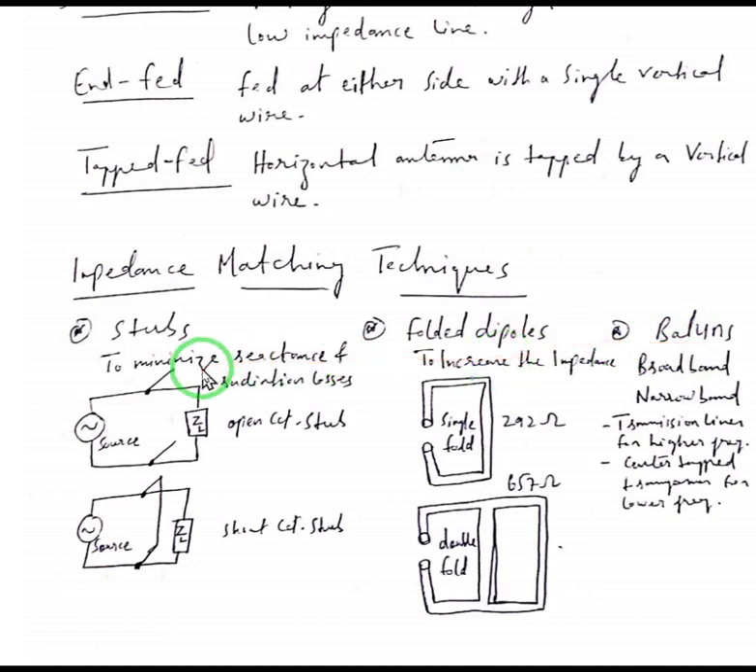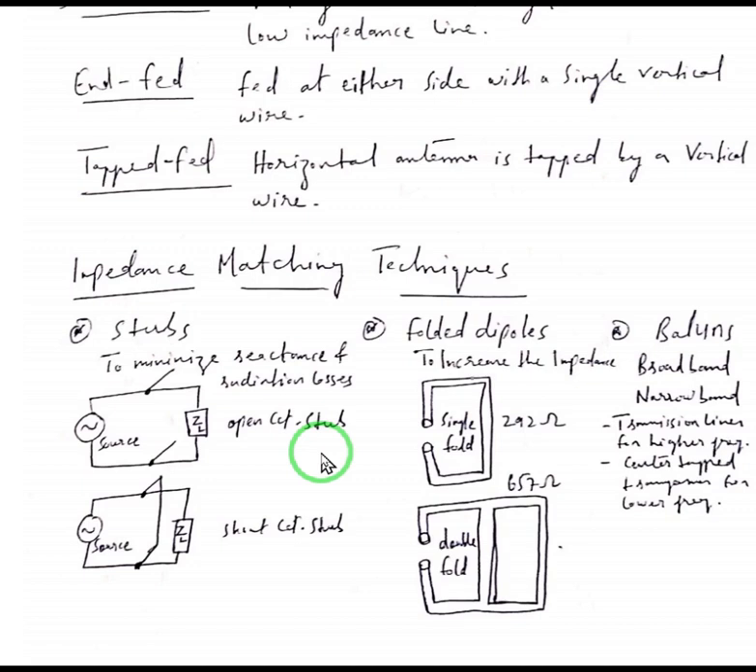First we discuss stubs. What are stubs? To minimize the reactance, stubs are used to minimize the reactance component of the impedance and radiation losses.